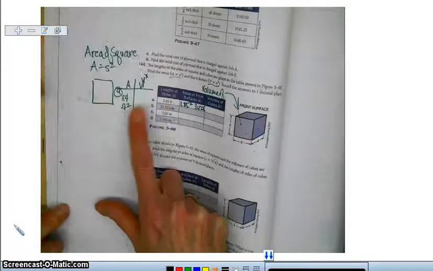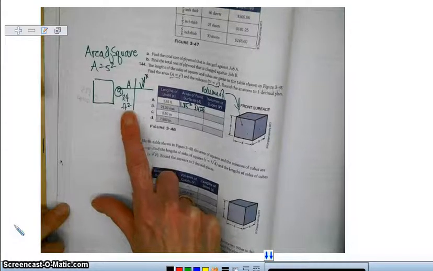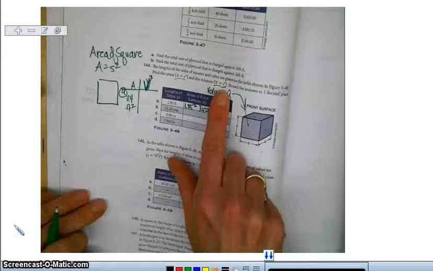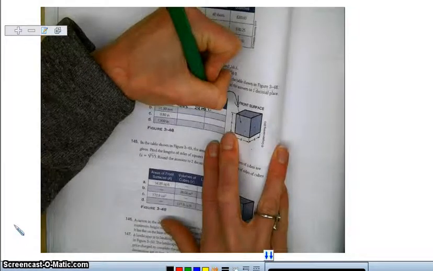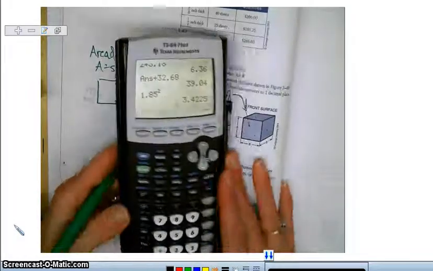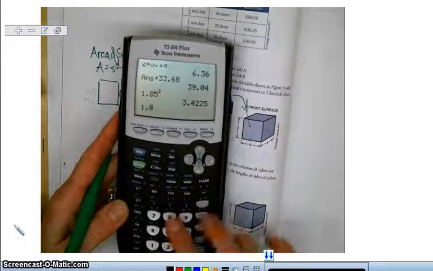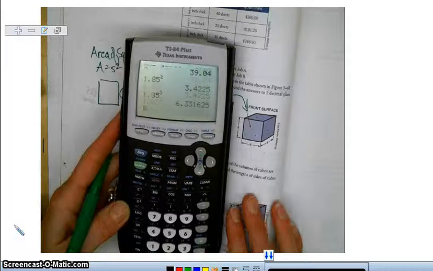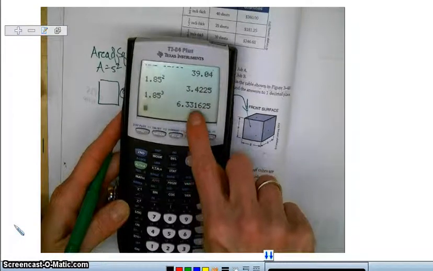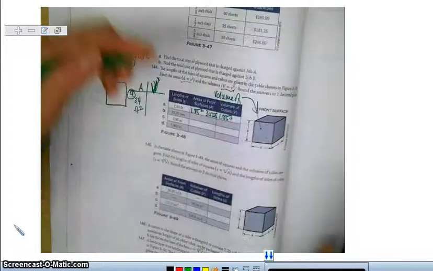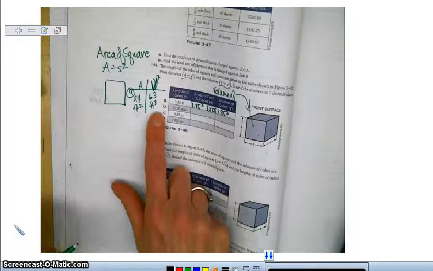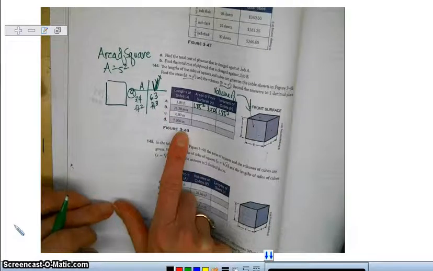Again, labels are important. Area is always in units squared. Okay, so now the volume. To find the volume, you take the side and cube it. So that would be 1.85 cubed. So now I have to use that y to the x button, or that caret button. So 1.85 raised to the third power gives me 6.33. That would round to 6.3 because the number next to it is 5 or less. So this would be 6.3 feet cubed. Volume is always in cubic units.